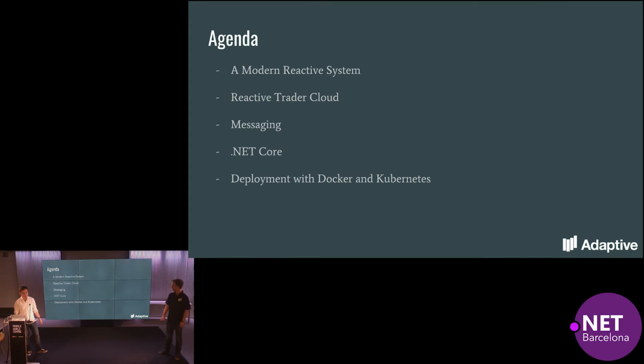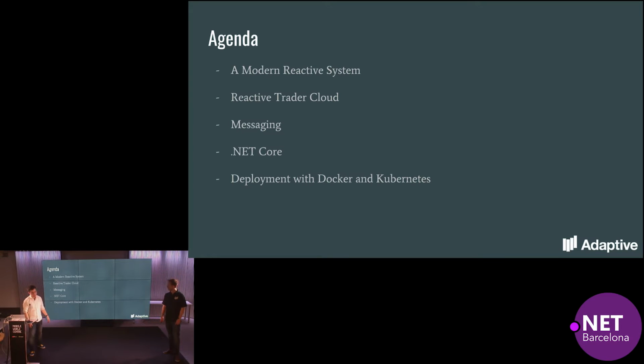A bit more on who we are. We are from Adaptive. We are a London consultancy. We have offices in Montreal and here in Barcelona as well. Day to day, we build real-time trading systems for financial and commodity industries. So Reactive Trader Cloud, which we'll demo in a bit, is very typical of a system that we would build for our clients.